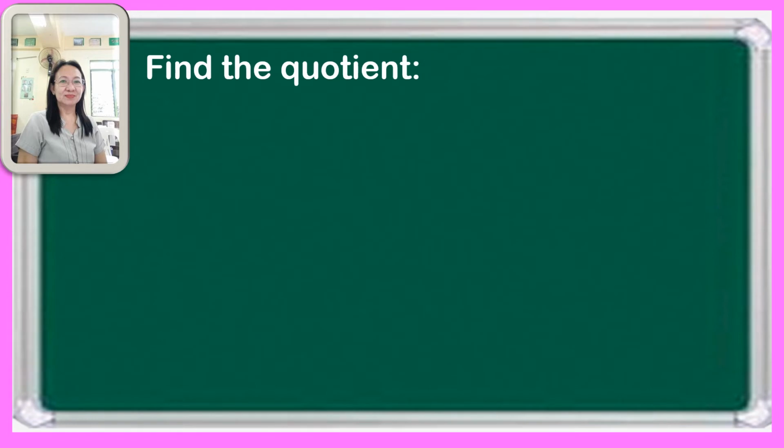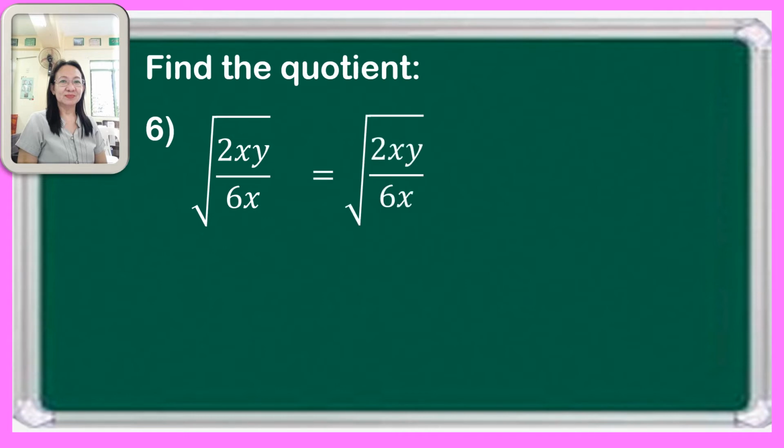Now let me give you another example. For number 6, our given is the square root of 2xy divided by 6x. Observe that there is a common factor between the numerator and denominator, so we can divide them by 2x. So 2x divided by 2x is 1, and 6x divided by 2x is 3. So we arrive at the square root of y over 3.